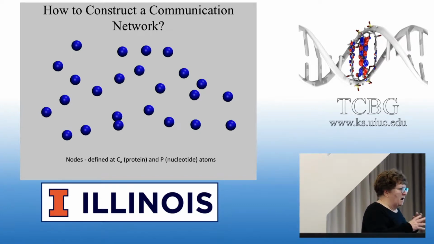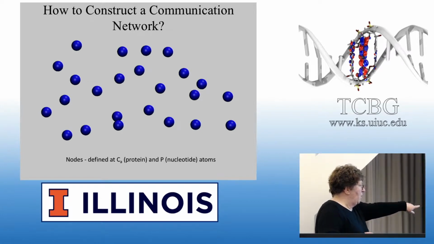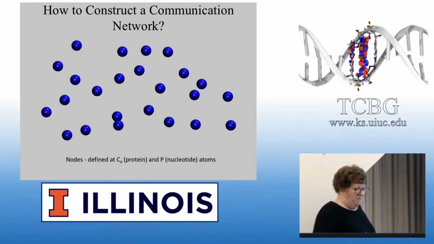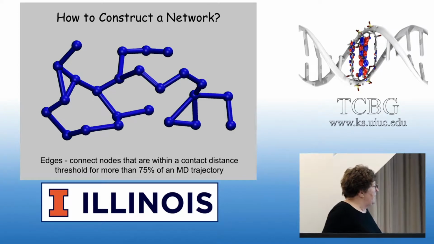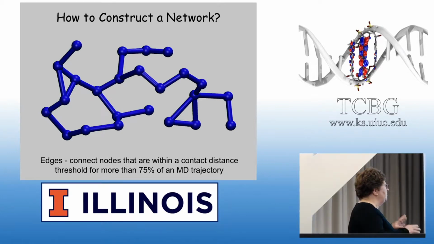And when I say contact, what I mean is any atom on a residue, where you're looking at the C alpha, with any atom on that nucleotide. Are they in contact over, say, 75% of the simulation? If they are, draw a line. That's going to be the edges of your network. So you've got nodes and you have edges.